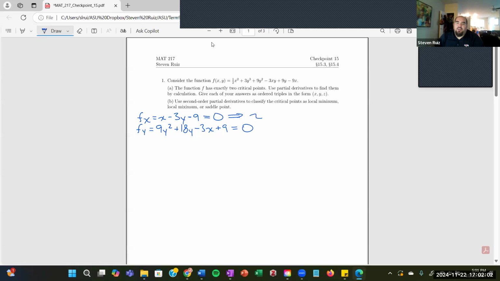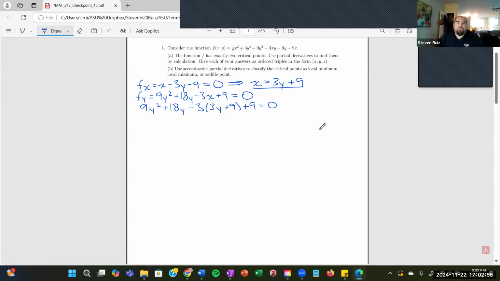I'm going to take this first one and solve for x. So x equals 3y plus 9. I'm going to use this to get my system of two equations, two unknowns, down to only one unknown. So everywhere I see an x, I'm going to replace it with 3y plus 9. I've distilled this first equation into x equals 3y plus 9, and now I'm going to fold it into this bottom relationship. So that becomes 9y squared plus 18y minus 3, and in place of x, I put 3y plus 9, plus 9 equals 0.